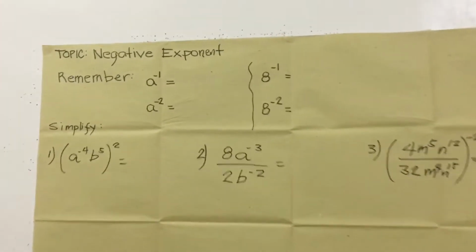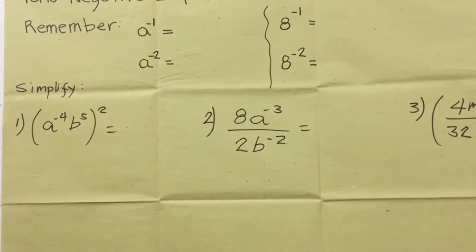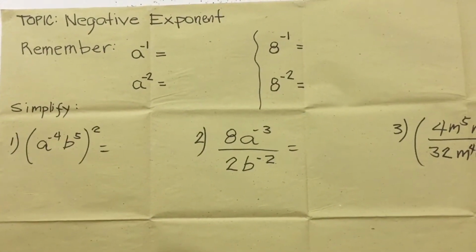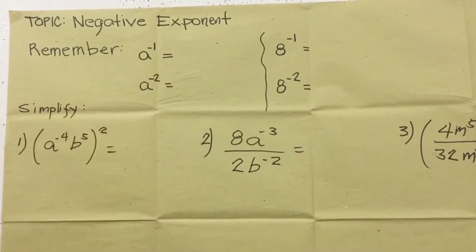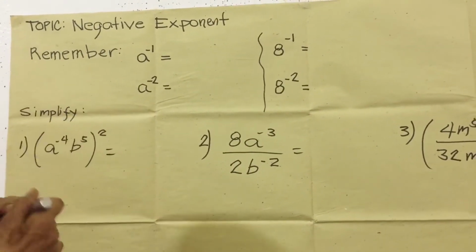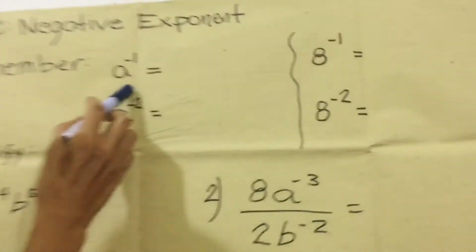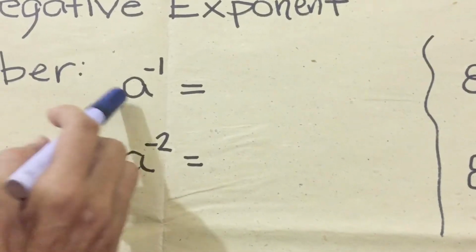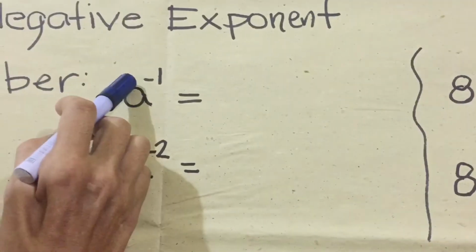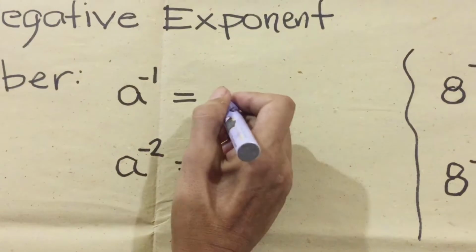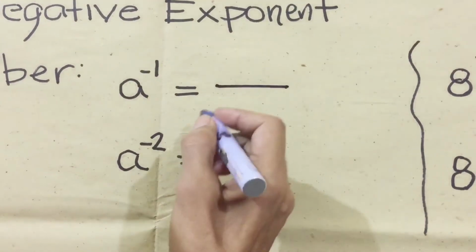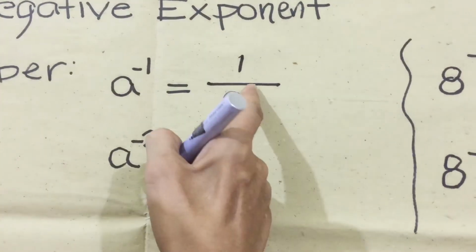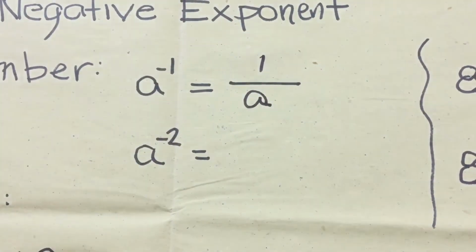Today our topic is about negative exponent. Ibig sabihin yung exponent ng isang variable, for example, is negative 1 and negative 2. I-remember natin kapag paano siya i-simplify, kailangan natin siyang gawing fraction. Itong variable na to, ang kanyang exponent is negative 1. So, gagawin natin siyang fraction: 1 over a. Silent 1, wag natin siyang isulat.